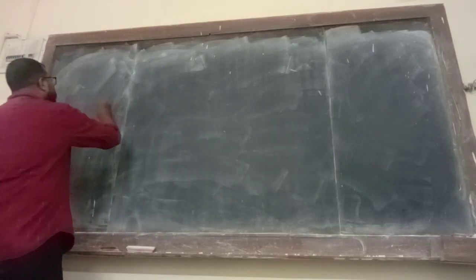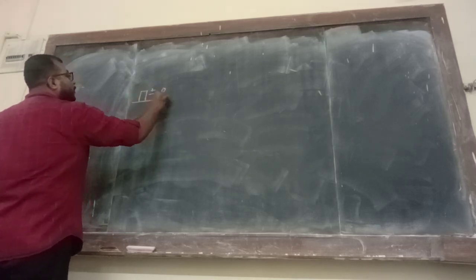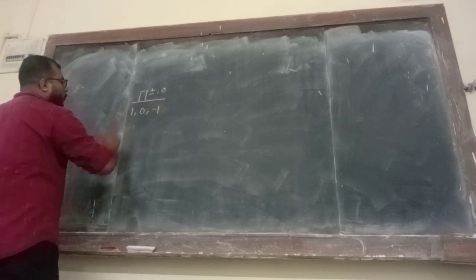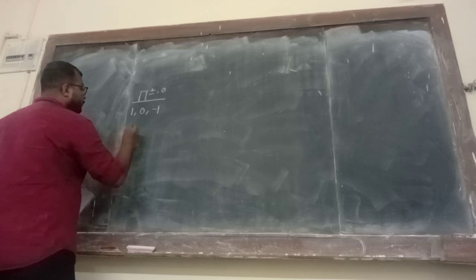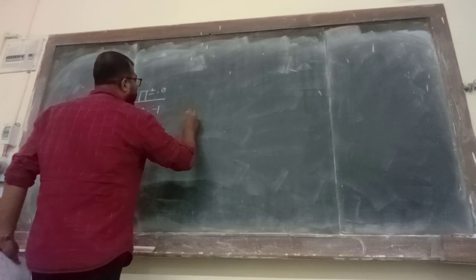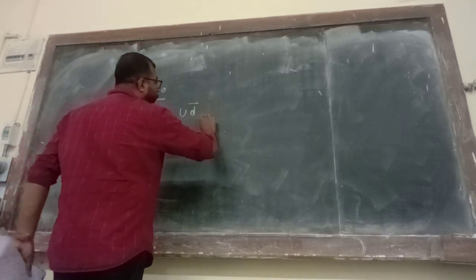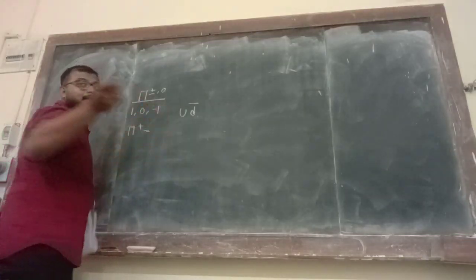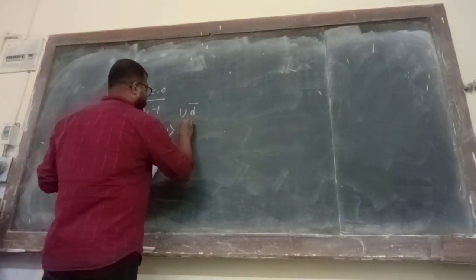For pi minus, pi zero, pi plus, the isospin is 1, 0, minus 1. So I start with pi plus. Pi plus has only the composition U D bar. We can cross-check that no composition can be written other than this. So pi plus can be obtained from the Clebsch-Gordan coefficients, which we calculate.